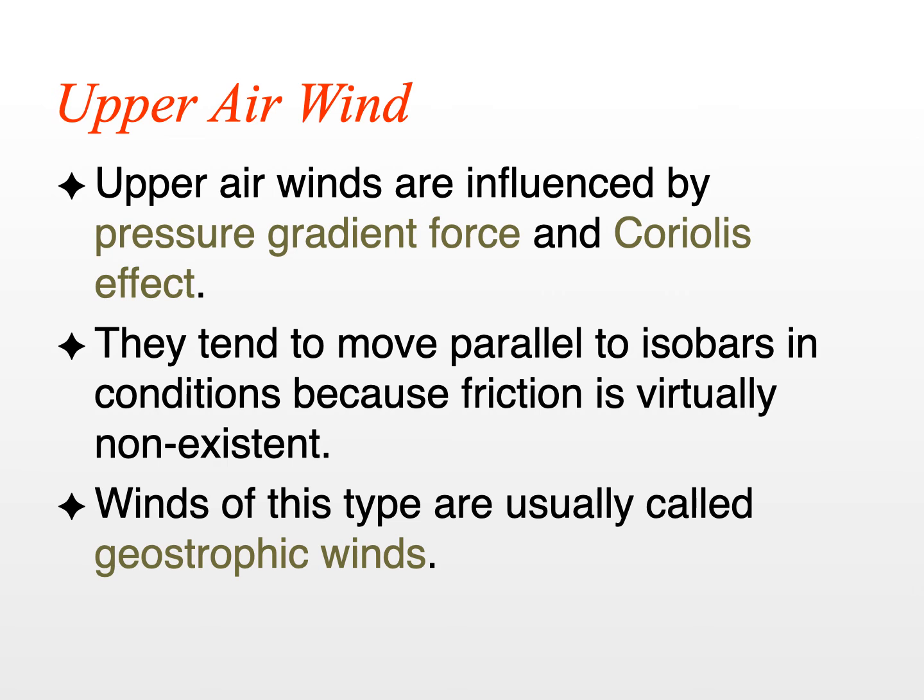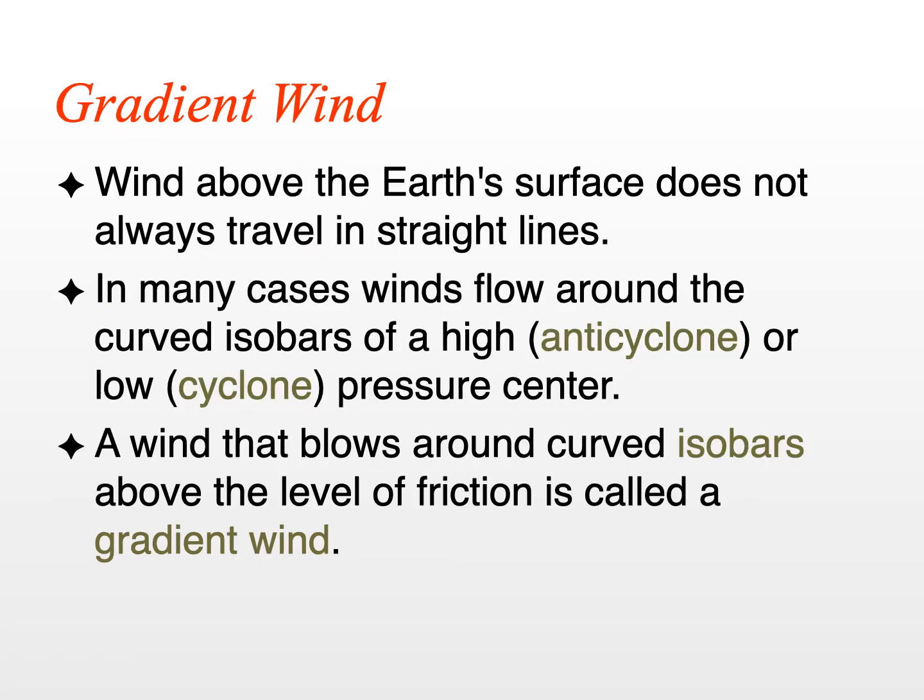Now, in the upper air, the isobars aren't always straight. We can have the formation of low and high pressure centers. The winds that form moving around either a low or a high are called gradient winds. So these winds flow either around a high, sometimes called an anticyclone, or a low, known as a cyclone. The wind that blows around curved isobars above this level of friction is, as I said, called a gradient wind.